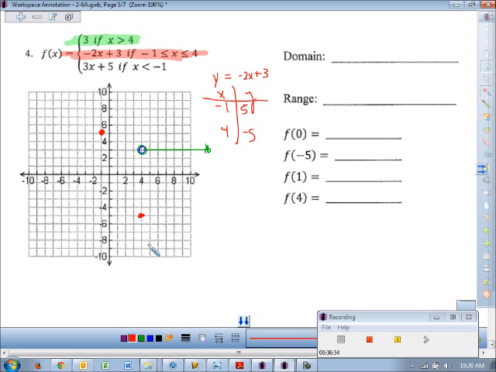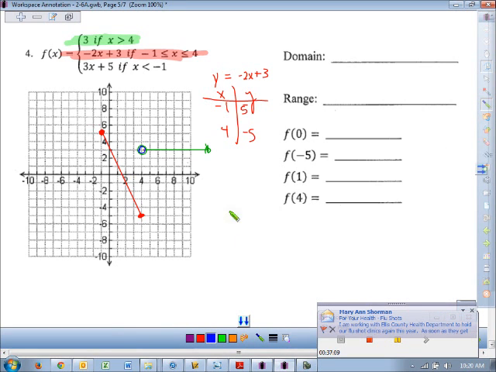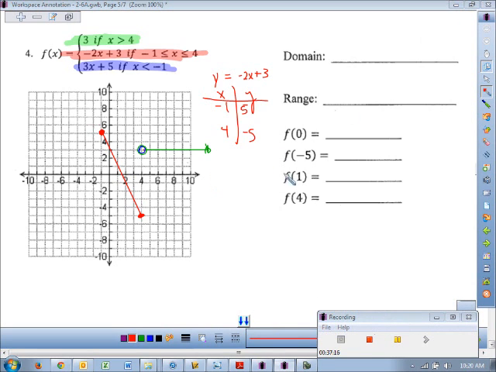Connect those 2 dots together, but it's a segment, right? It is a segment. And then one final one.